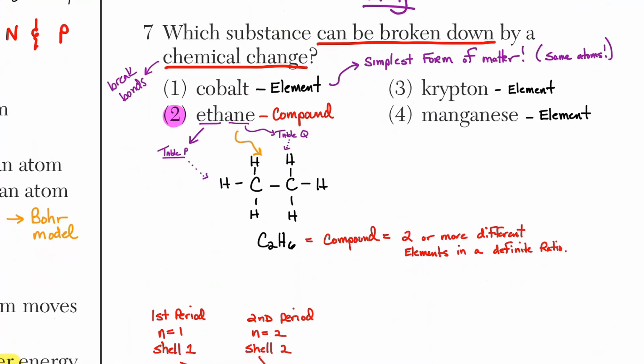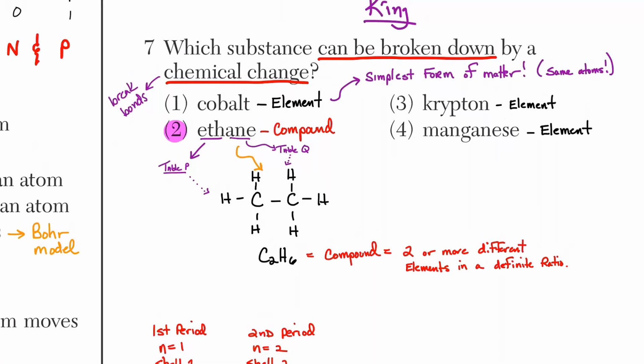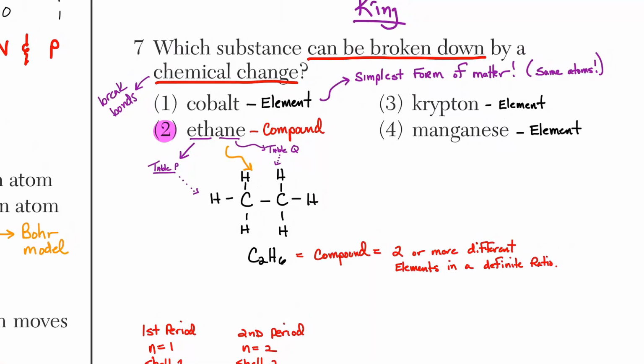Number 7. Which substance can be broken down by a chemical change? I included this one because chemical changes are breaking bonds or forming new bonds, or these are chemical reactions. If you look at your choices, choice 1, 3, and 4 are all elements. You can't break an element down into anything simpler. It's basically the simplest form of matter we have in this course.